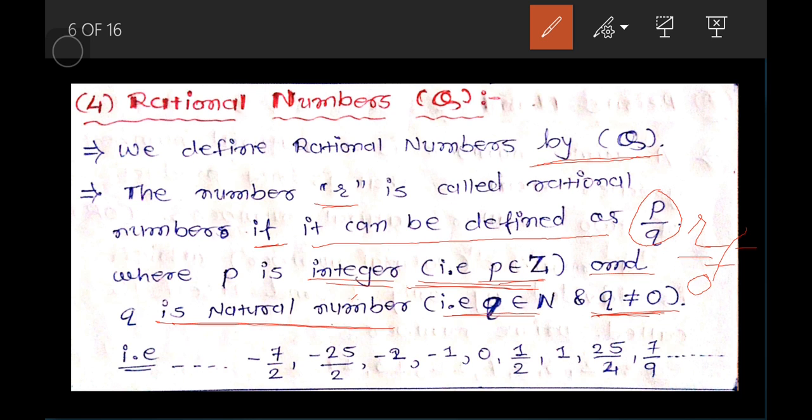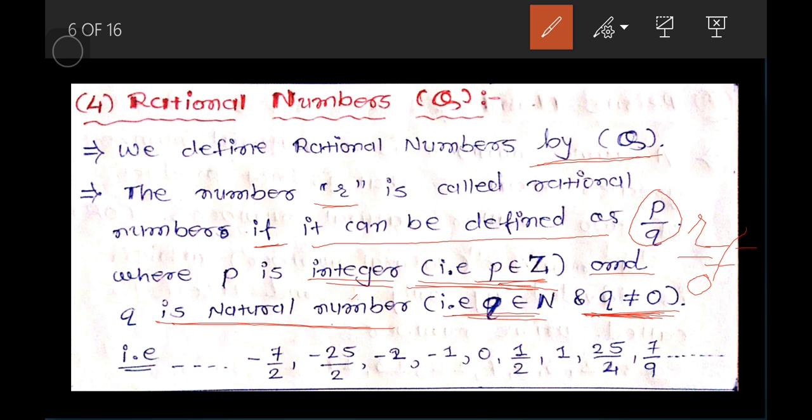So if we can write number r in the form p by q, then we can say that r is a rational number, and we take the value of p from the integer set, and q from N. If we take q from Z, then we always say that q does not equal 0. We never take the value of q equal to 0.